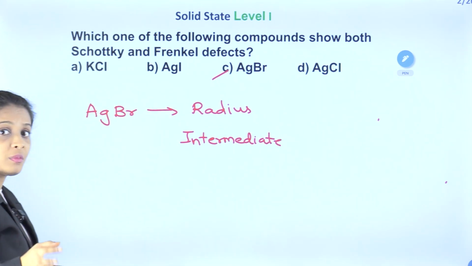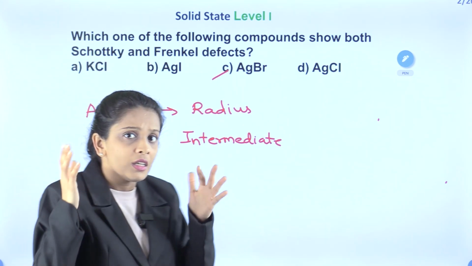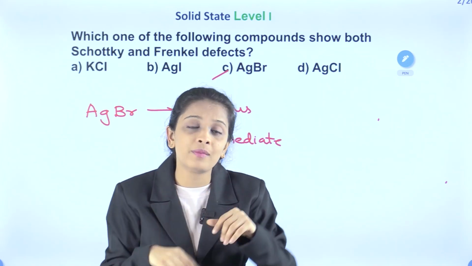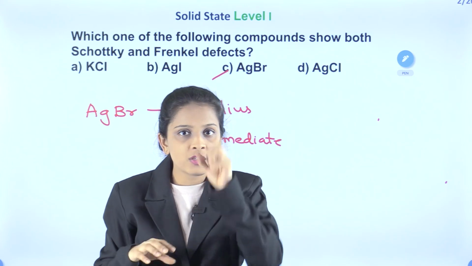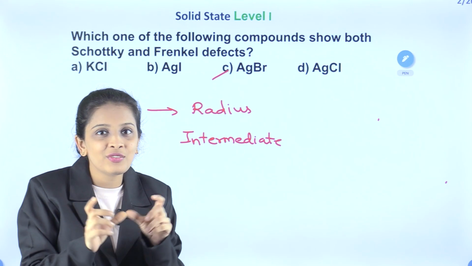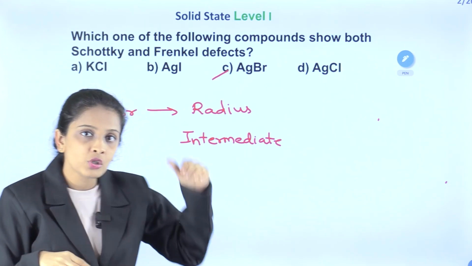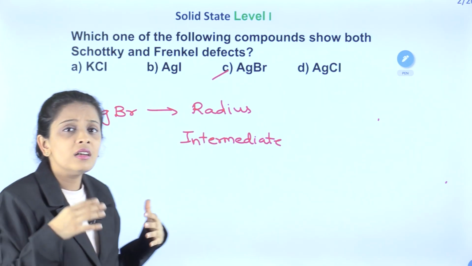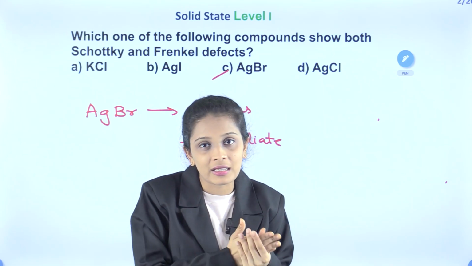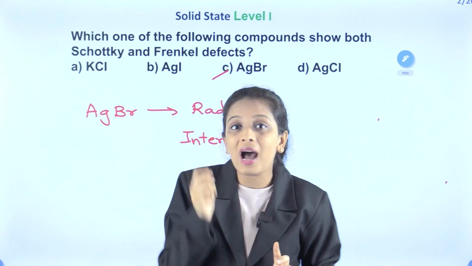Intermediate between what? Intermediate between the radius that we want for Schottky as well as Frenkel. For Schottky, the size should be almost the same. For Frenkel, the cation is small and the anion big, but in case of AgBr, its radius is intermediate to both the criteria for Schottky and Frenkel. So AgBr is the example you need to remember that shows both types of defect. I am hoping you are going to remember this example and why also.